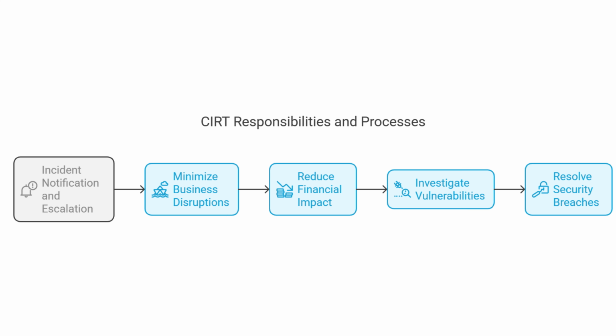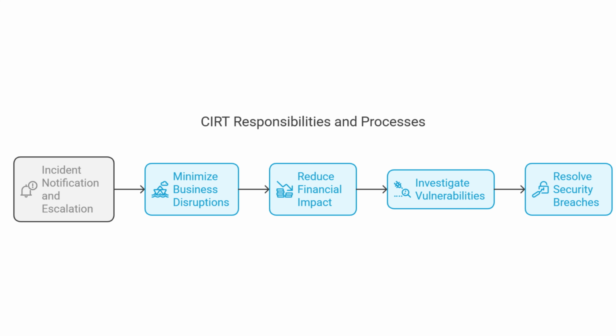The CIRT's job is to mitigate risks by containing the threat before it spreads, minimize downtime by working with IT teams to restore affected systems, and reduce financial impact, including legal costs and damage to the company's reputation. For example, if a ransomware attack encrypts critical data, the CIRT must act fast to isolate affected systems, initiate backups, and prevent further spread, all while keeping business operations running as smoothly as possible.